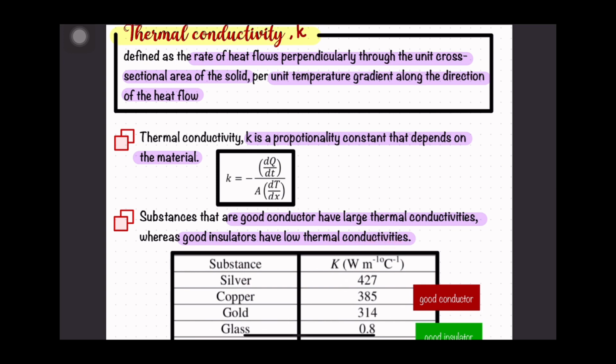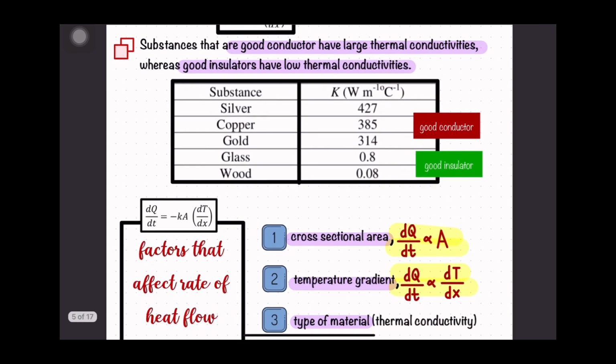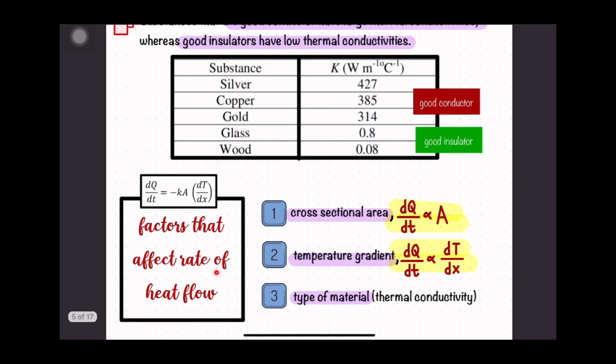So, kat sini saya nak bagi tahu lah, thermal conductivity K hanya bergantung kepada type of material. Kalau you ubah yang ini pun dia takkan berubah sebab dia hanya mengikut material. So, depends lah. Kalau silver 427, copper 385, gold 314. So, maksudnya kalau tinggi ni dia adalah good conductor lah. Okay, kalau glass 0.8, wood adalah 0.08. Maksudnya adalah good insulator. So, maksudnya dia akan transfer energy dia tu slow. Okay, slow.